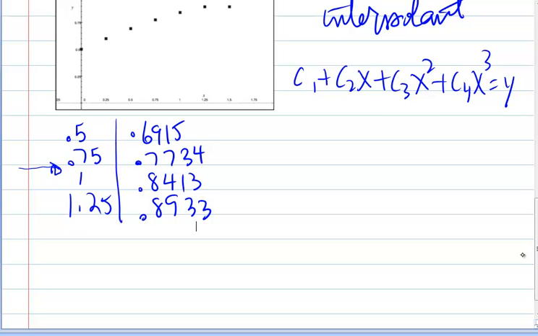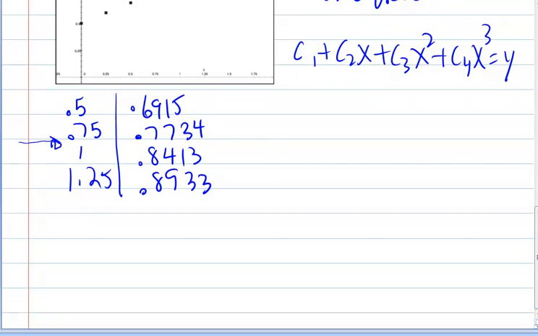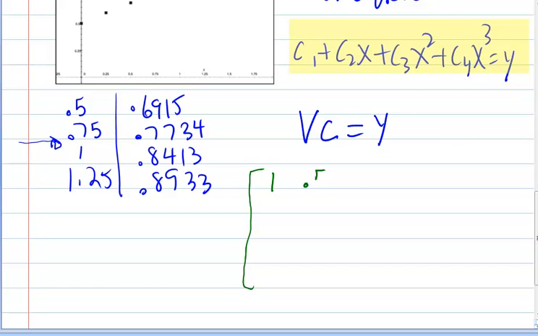Again, we're going to use a matrix equation to solve this system. And I'm going to call it V times C equals Y. The matrix V is going to be the matrix of coefficients from the system that I get when I substitute each of these data points into the model. So my first equation, I'm going to have 1 times C1, x times C2, x squared times C3, and x cubed times C4.